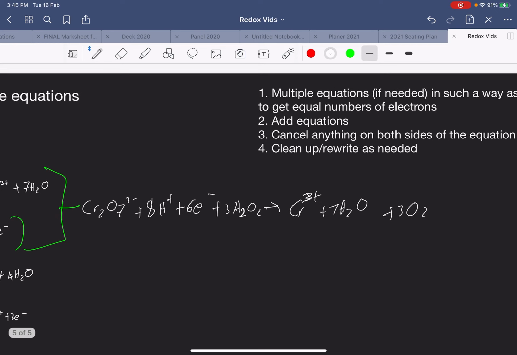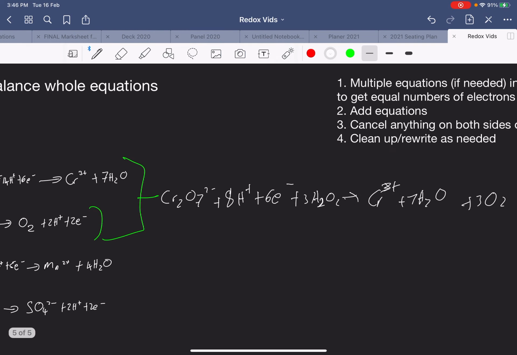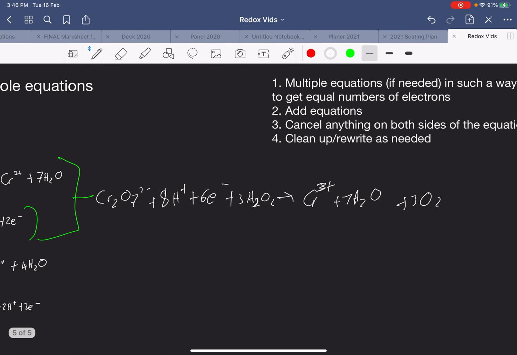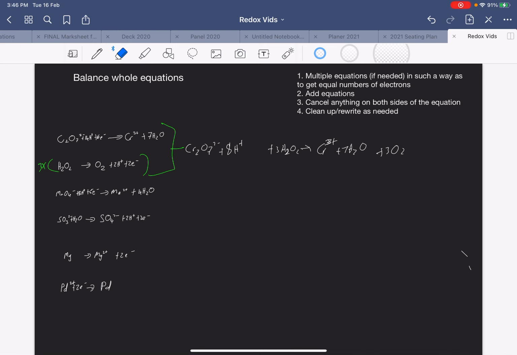Now, you'll see my set of steps. Multiply each equation as needed. Doesn't always have to happen. Add the equations, cancel out what's on both sides, and then finally, you're going to clean up. Now, I forgot to cancel out my 6 electrons, but there we go. They're gone now. Okay, so no equation at the end should have electrons in it. That's for half equations only.